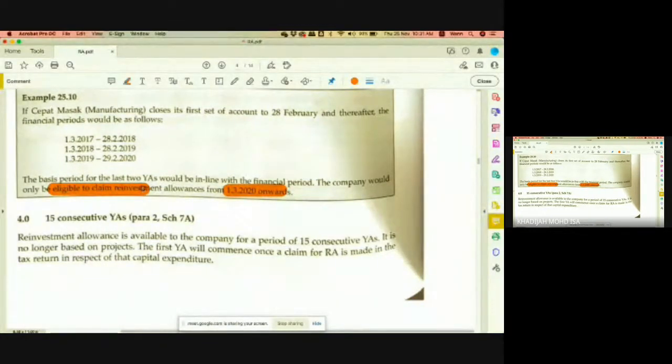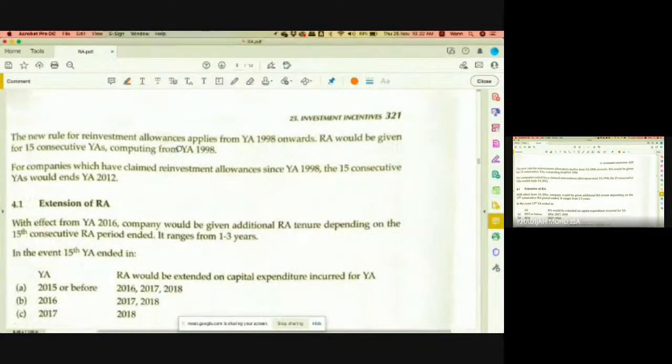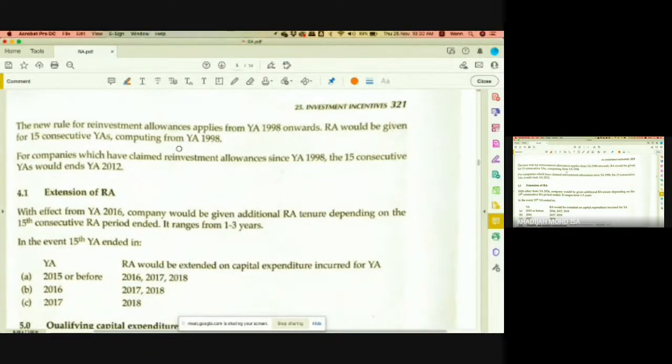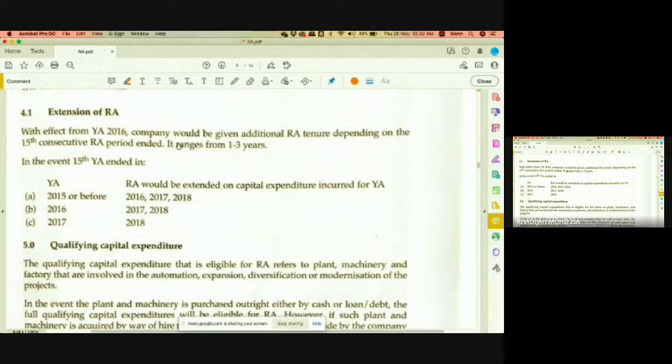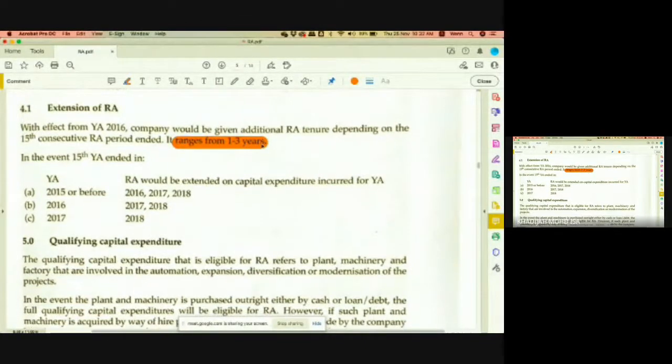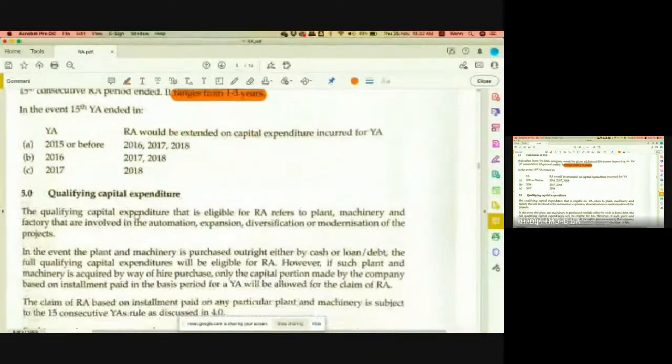When we say it's for 15 consecutive years, it means continuously, consecutive years. It is no longer based on project. So once you are given the RA and you start to claim RA, then you can claim for 15 consecutive years. The new rule for reinvestment allowance applies from 1998 onwards. Previously it was 10 years, but now it is given for 15 years. And you can also be given another extension that ranges from 1 to 3 years, depending on which YA. For example, you can be given 3 years, 2 years, or 1 year.